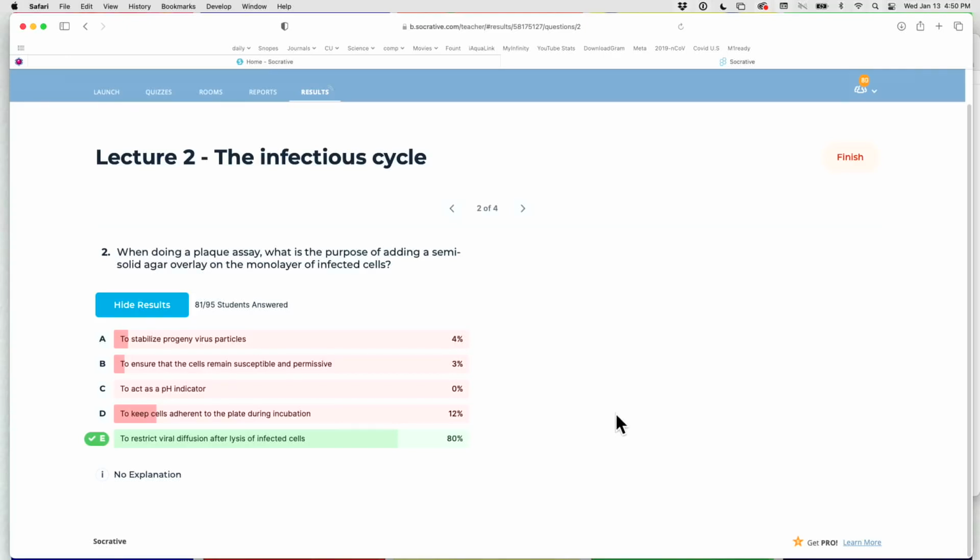To restrict diffusion. If you had a liquid overlay, as soon as the first viruses were produced from the infected cells, they would infect all the cells because they're diffusing in the medium and you couldn't count any plaques, right? So the agar keeps the virus particles restricted in their movement, and that's how you get a plaque.